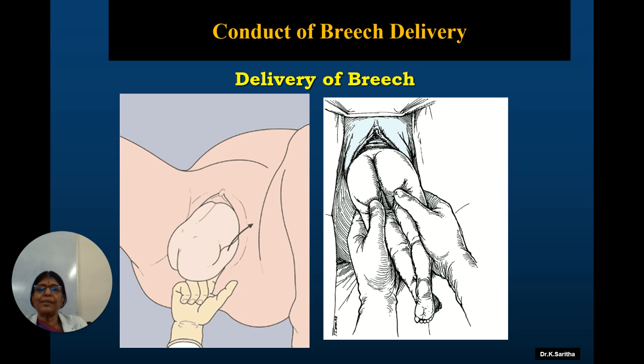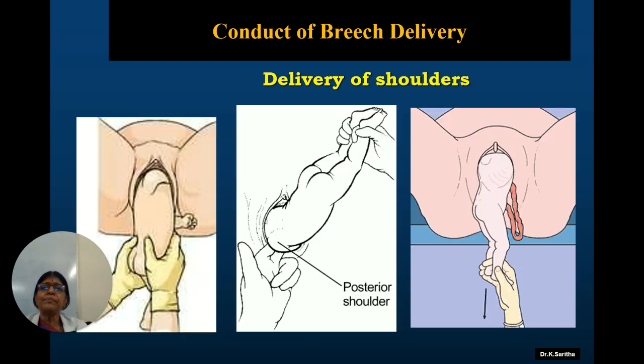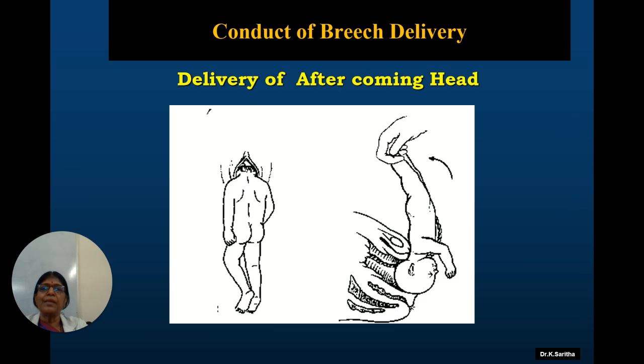This is how you conduct the breech delivery. The episiotomy is already given, and in case of difficulty delivering the legs, you can use Pinard's maneuver. And then next is the delivery of the shoulder. The posterior shoulder is delivered ahead of the anterior shoulder. Then delivery of the aftercoming head.